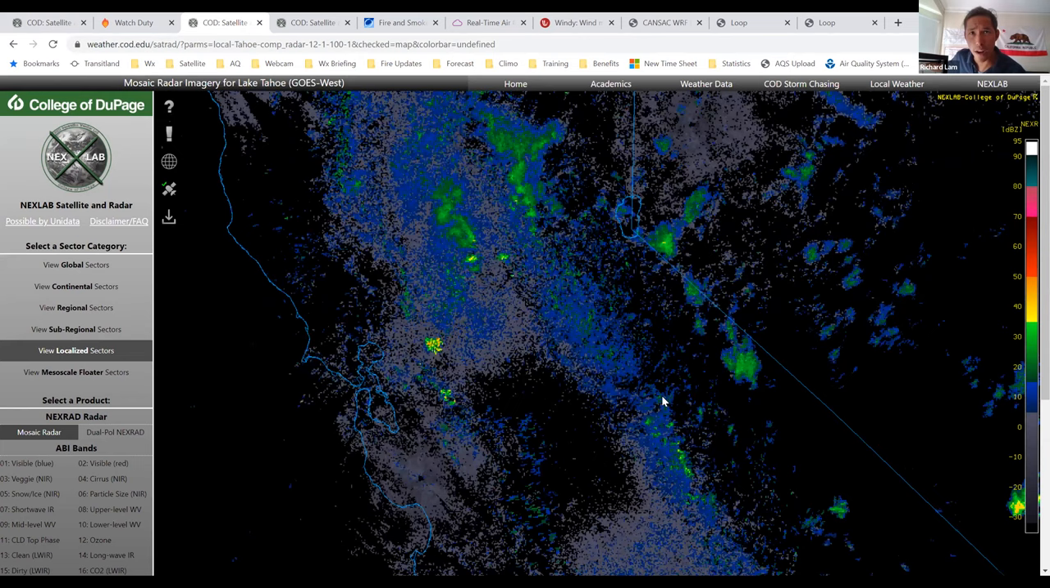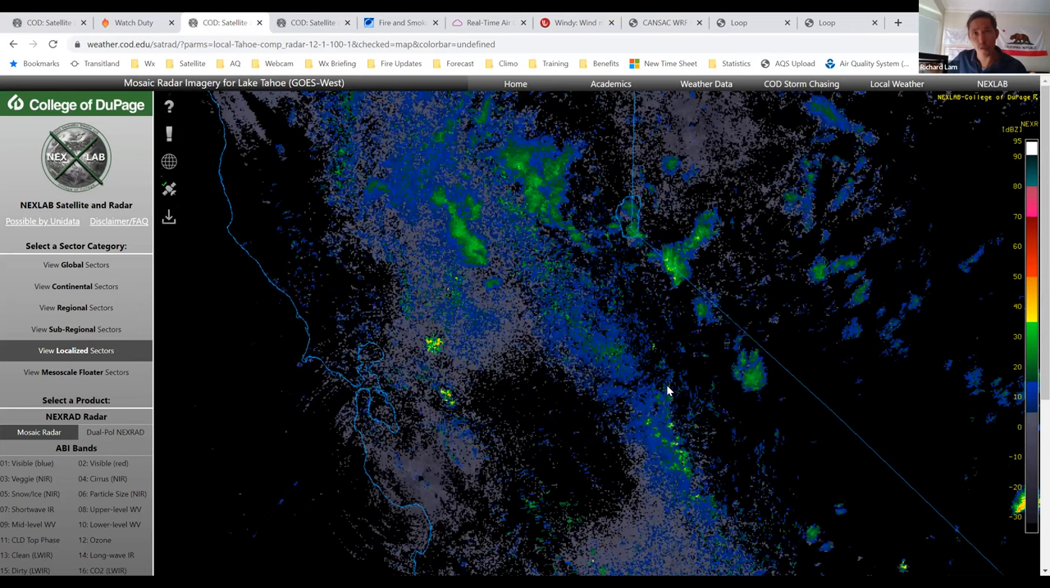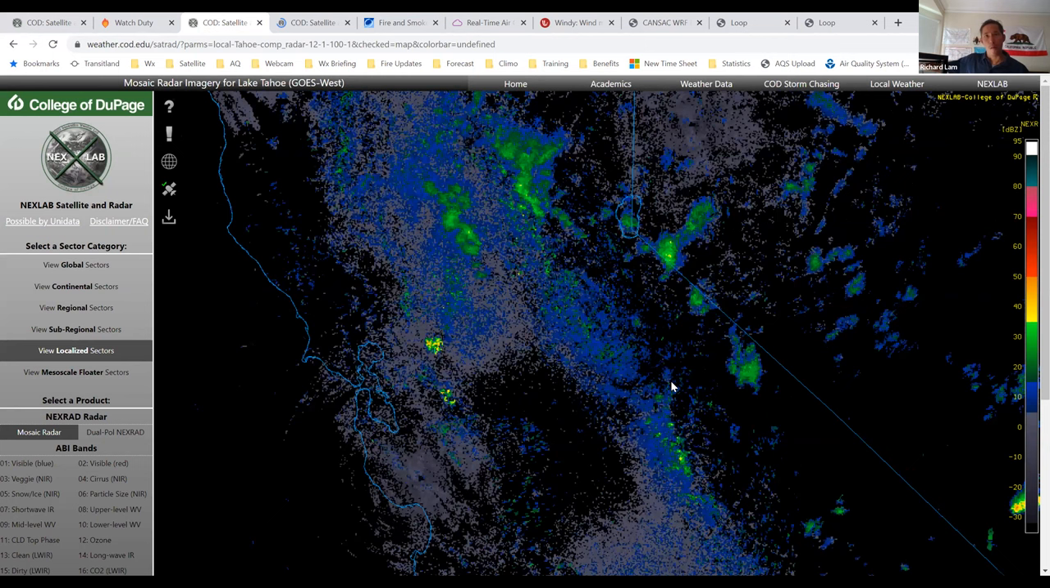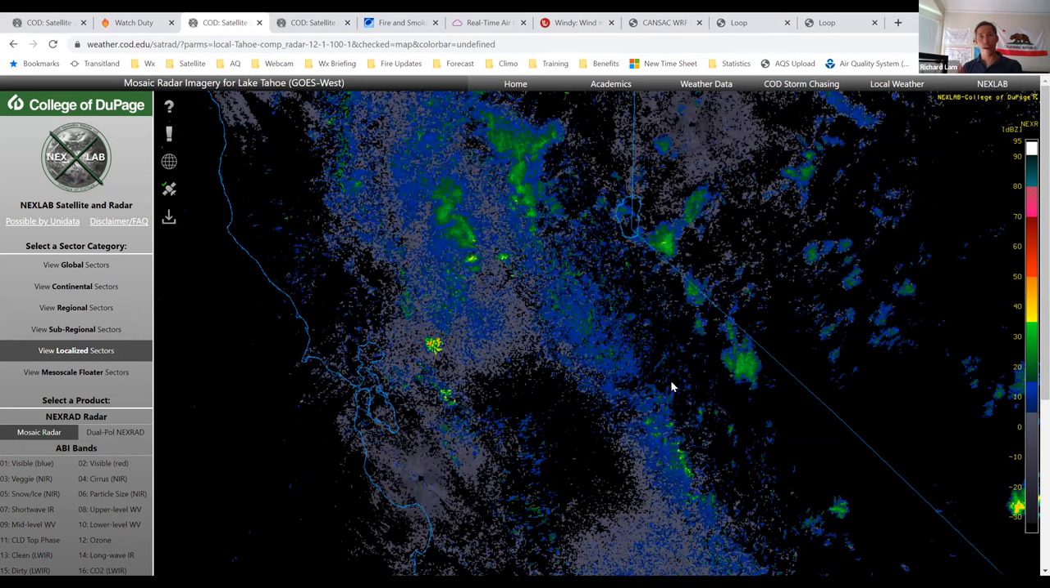And a way to look at the smoke is that we want to look at the area that's not moving. And that can tell us where the fire is. Rain, usually, they are moving objects. So that's how you can tell whether it's rain or smoke using radar.